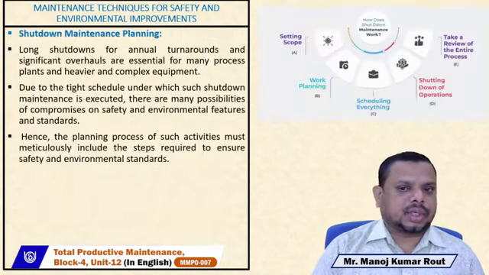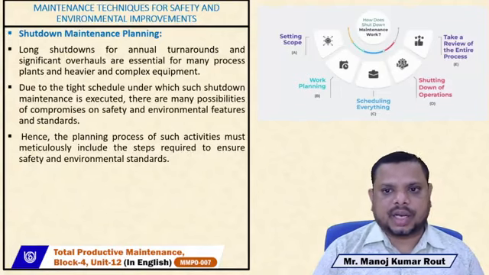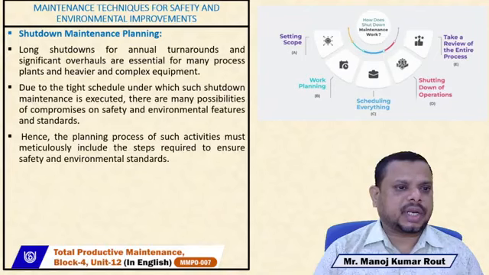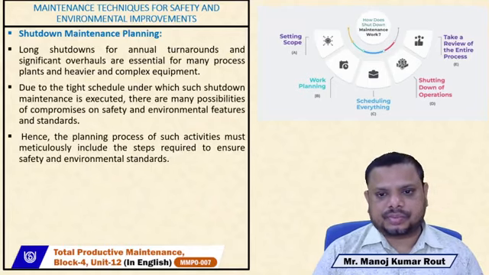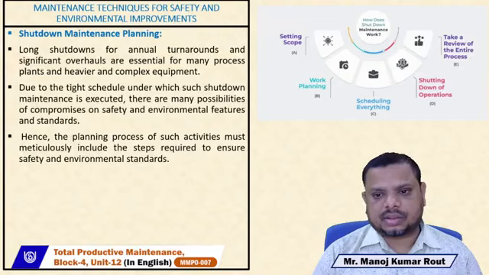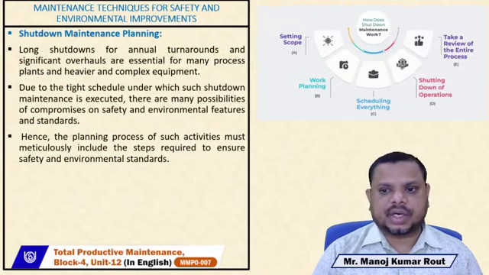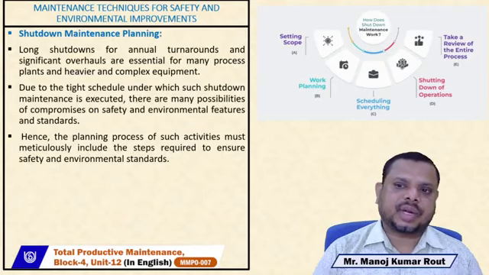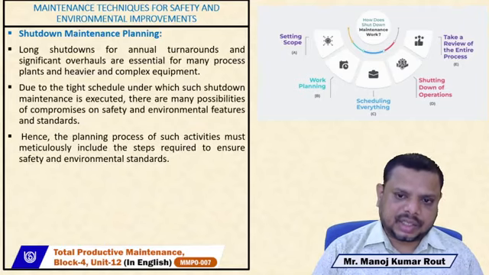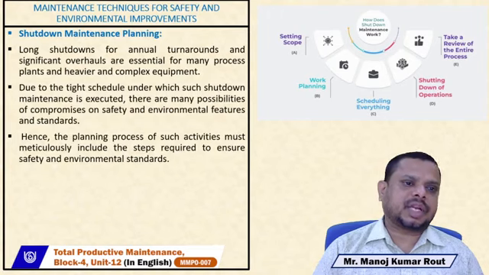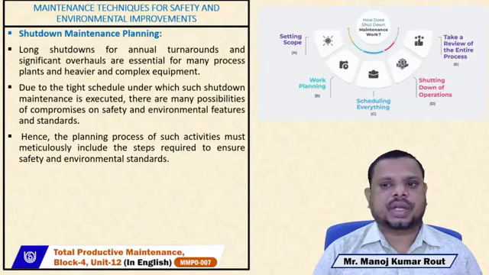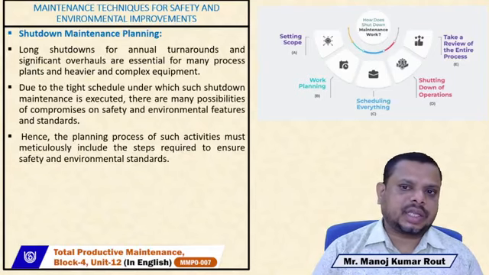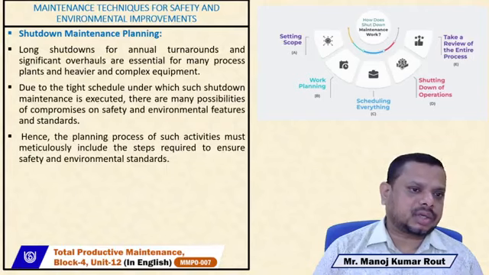The next technique we have is known as shutdown maintenance planning. If you go for shutdown maintenance planning, you have to understand how shutdown maintenance works. The first important point is setting the scope. The second is work planning, then scheduling everything, shutting down the operations, and taking a review of the entire process. By combining these five steps, you can easily carry out the shutdown maintenance work.